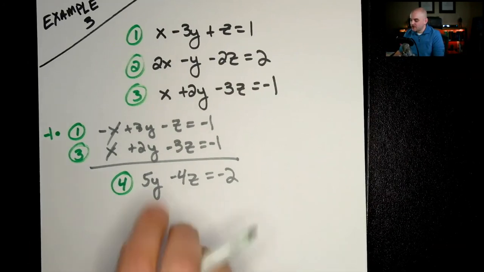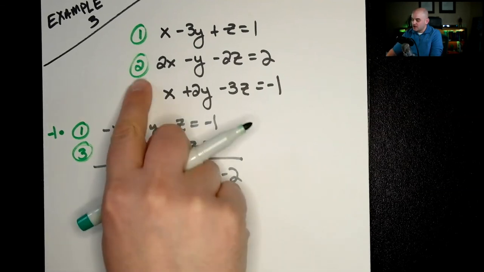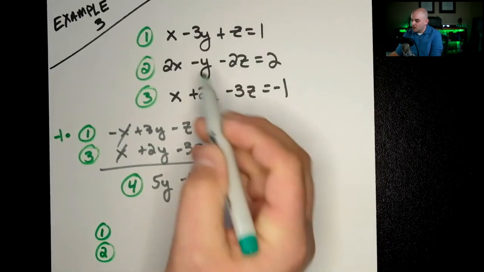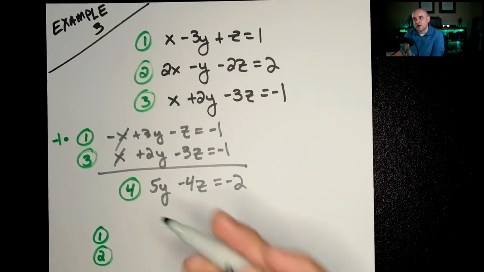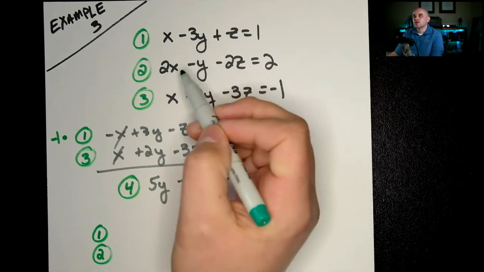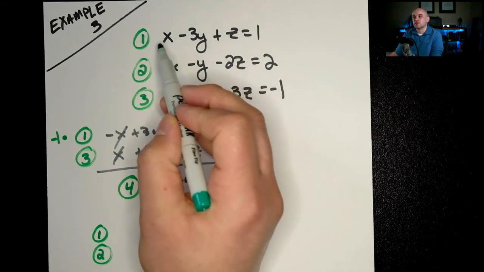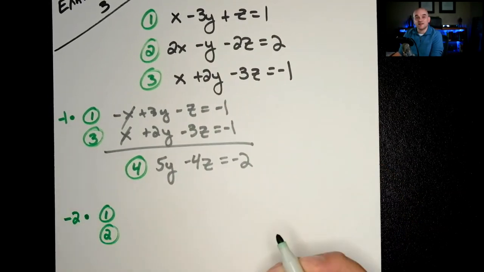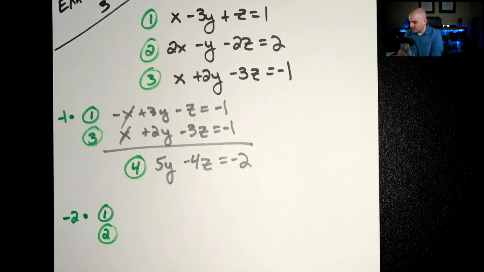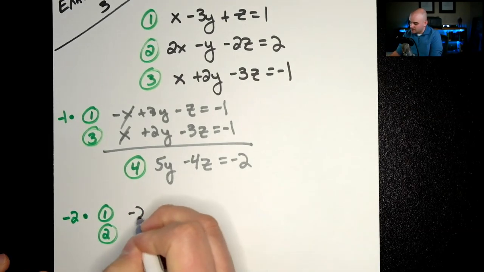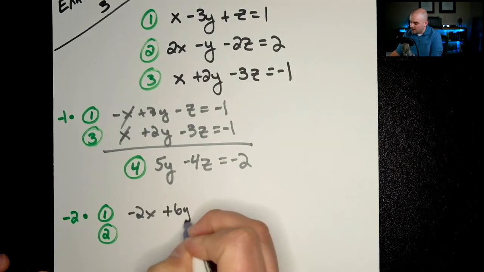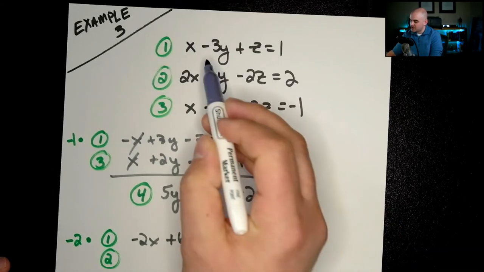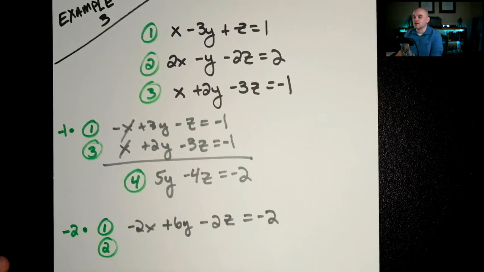So let's do that. I'm going to take equation 1 again, and I'm going to take equation 2 this time. So equation 1 and 2, and I want to eliminate the x again. It has to be that same variable I chose for the first set. And so to eliminate 2x, I need to make this look like negative 2x. So I'm going to multiply everything in equation 1 by negative 2. So doing that gives me negative 2x plus 6y minus 2z equals negative 2. So I've taken each one of these terms and multiplied it by negative 2.